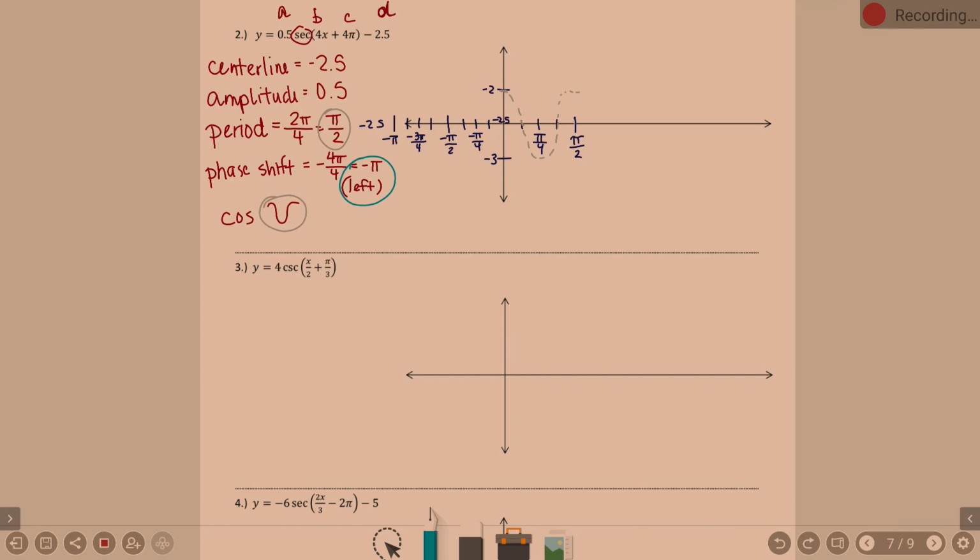I need to shift it pi left. Are we okay with what I've already done?